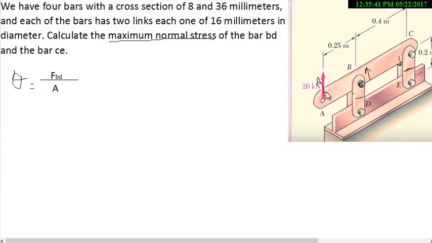Now, we need to know that when we have a bigger area, the stress will be smaller, and we are asked about the maximum normal stress. So we need to take the smallest area in the bar BD so we can calculate the maximum normal stress.